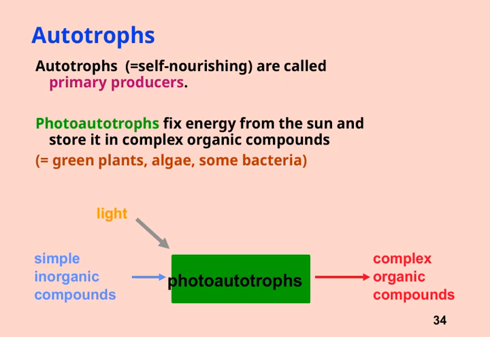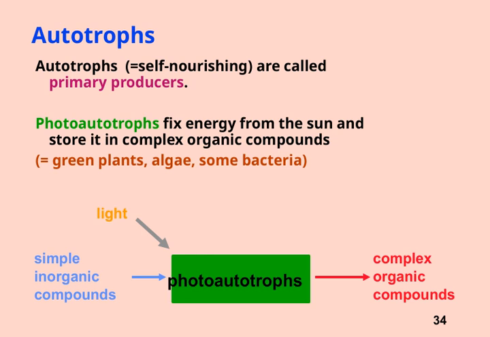Autotrophs, also known as self-nourishing organisms, are what we call primary producers. They are the foundation of most food webs because they produce their own food. In particular, photoautotrophs, which include green plants, algae, and some bacteria, use sunlight to fix energy. This means they take in energy from the sun and convert it into forms that they can store and use later. They do this by transforming simple inorganic compounds, like carbon dioxide and water, into complex organic compounds.